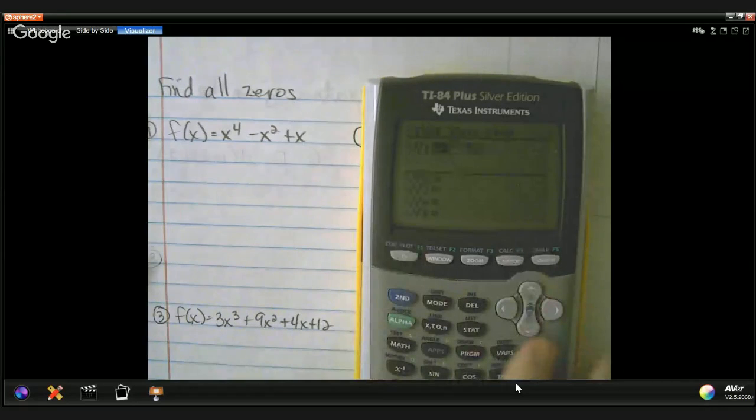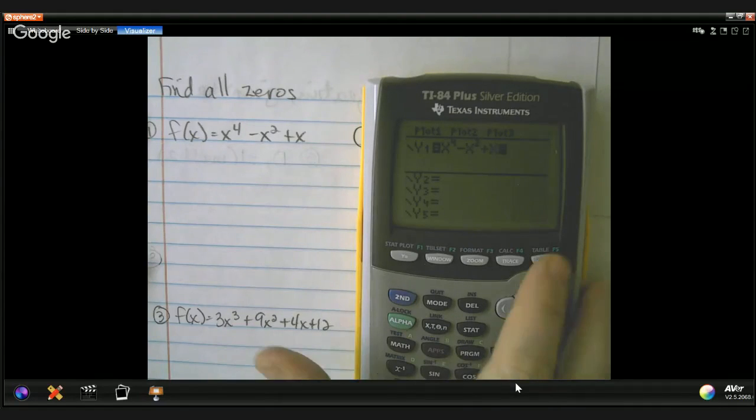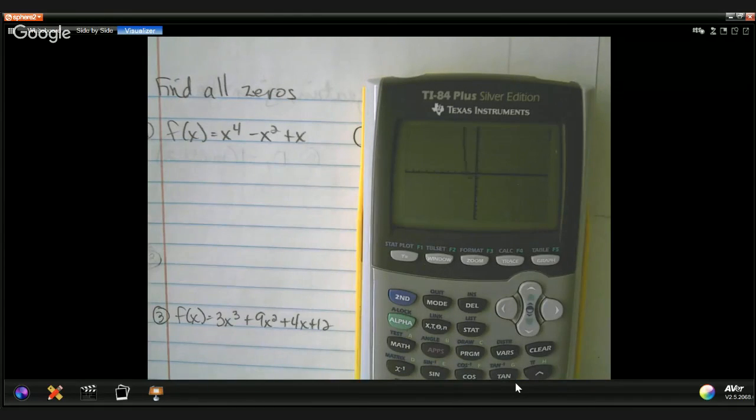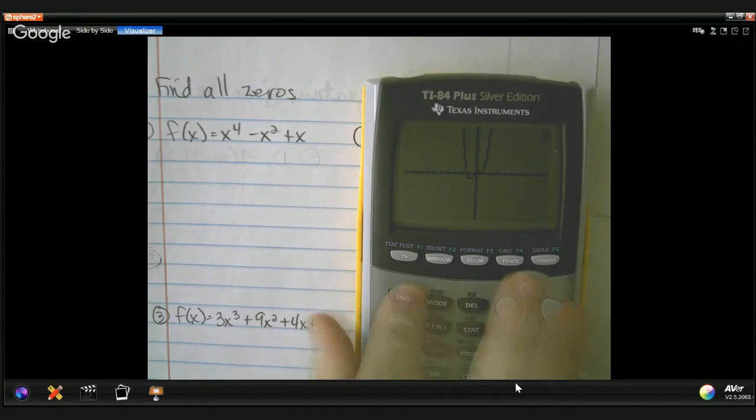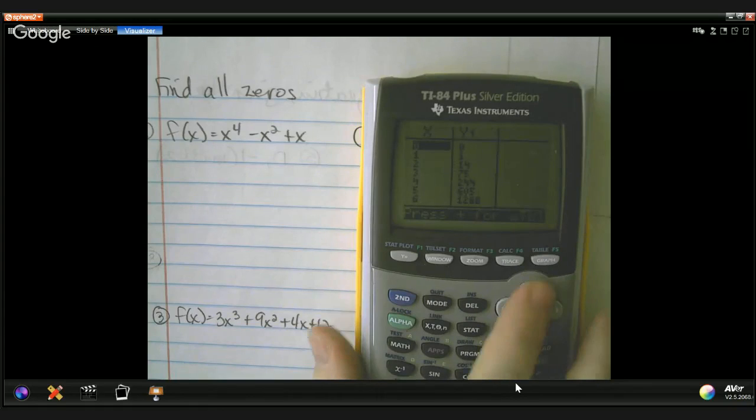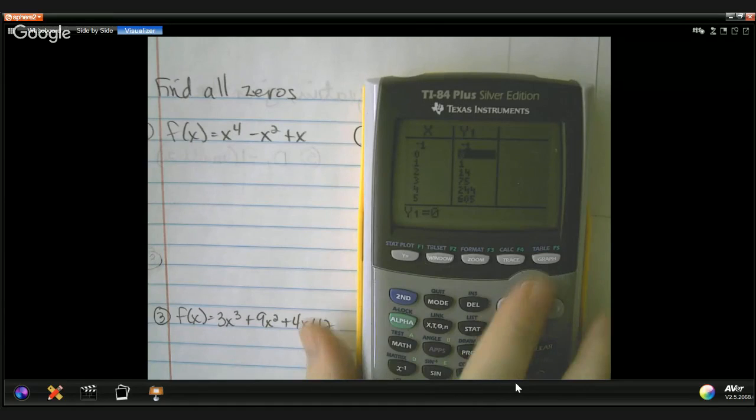So let's clear this out. x to the fourth minus x squared plus x. Let's see if we can find our zeros. Well, I can't really see all of them, but I know that one's probably at 1. A good way to check is where it says table, you hit second graph and find out when you have a 0. And I have a 0 here. Are there any other zeros? Oops, I have to go over here.